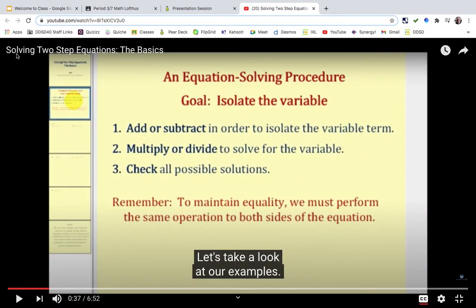And we watched a video today on the three main steps to solving a two-step equation. We emphasized really the first two, and we will talk more about the third step a little bit later in the week. The two steps to solving a two-step equation are to undo what has happened in the equation. So the first step is to add or subtract in order to isolate, and that means to get the variable by itself, and then to multiply or divide to solve for the variable.